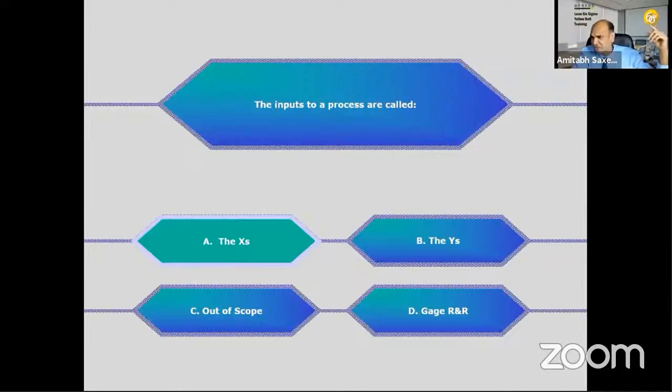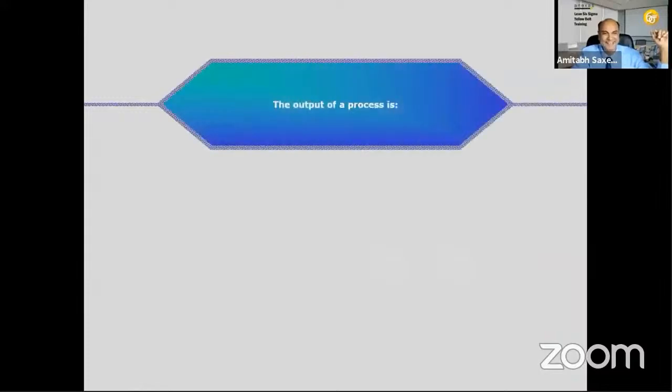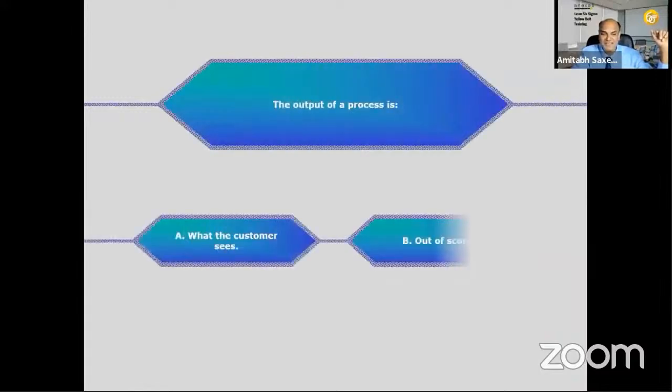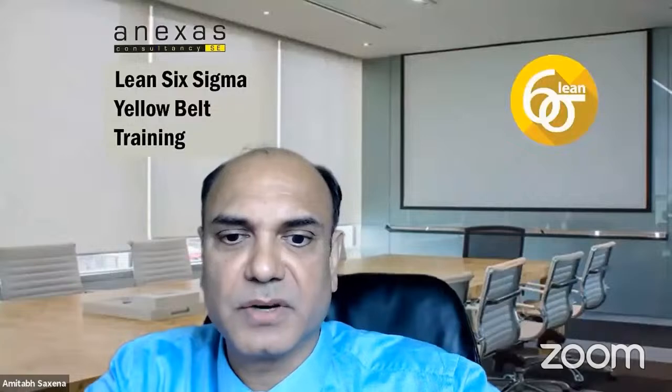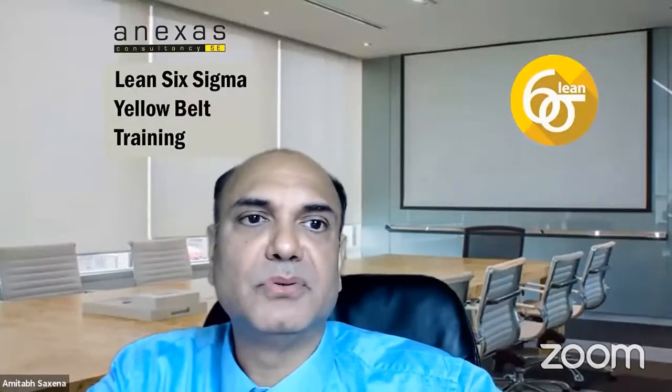Let me see who's given the right answer. Oh, so many people. Everyone has given the right answer. Okay. Output of a process is. Okay, so I hope you have all answered. Almost everyone has answered. 95% of you have answered right. Okay. I'm just looking at the questions, just in case people are able to.